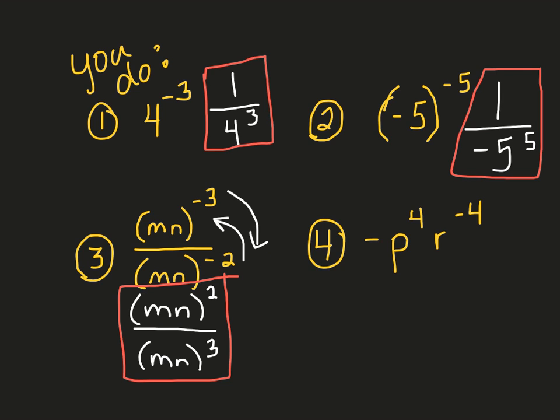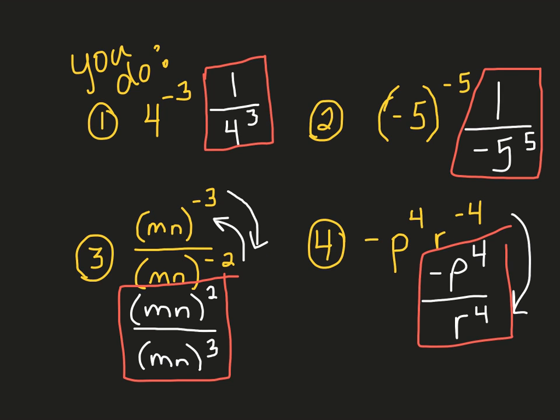Okay, this last one, number 4, negative p to the fourth power. That negative is negative 1 times p to the fourth. It doesn't matter. It's still in the right position. The only thing that I'm going to be moving is r to the negative fourth. So it's negative p to the fourth over r to the fourth. Remember, cross the line and change the sign of the exponent. All right.